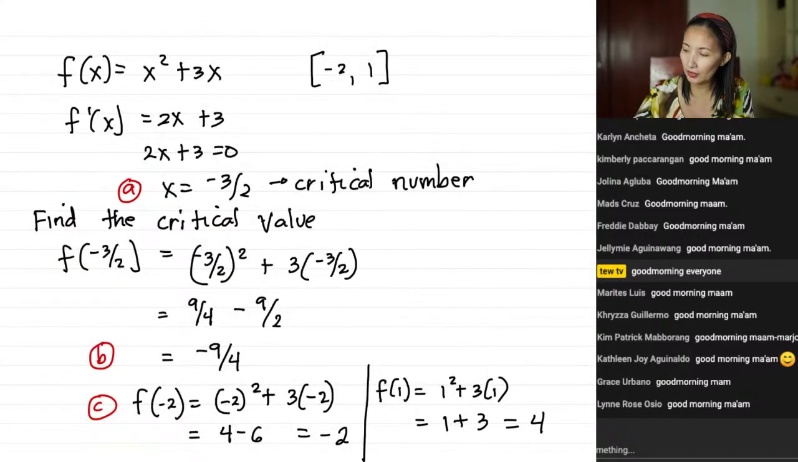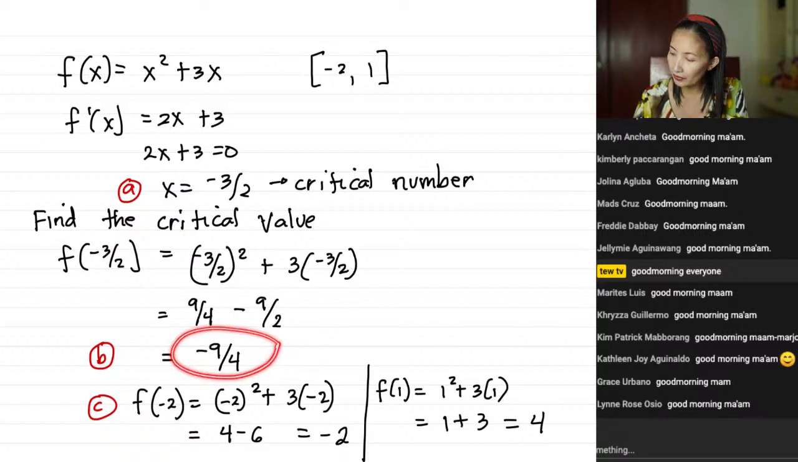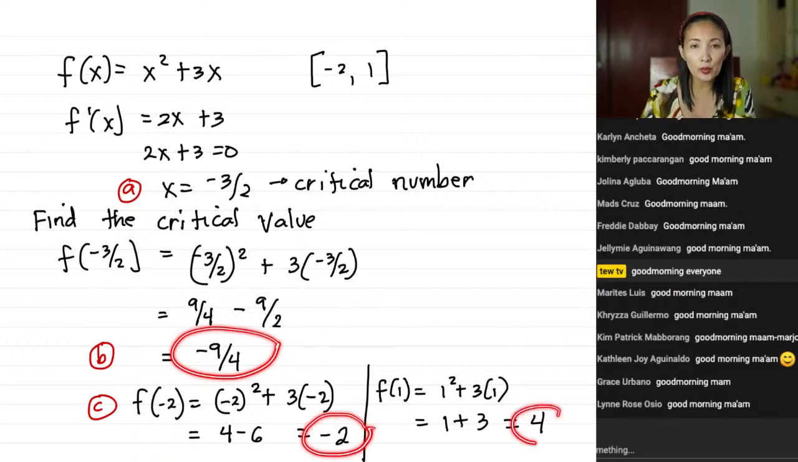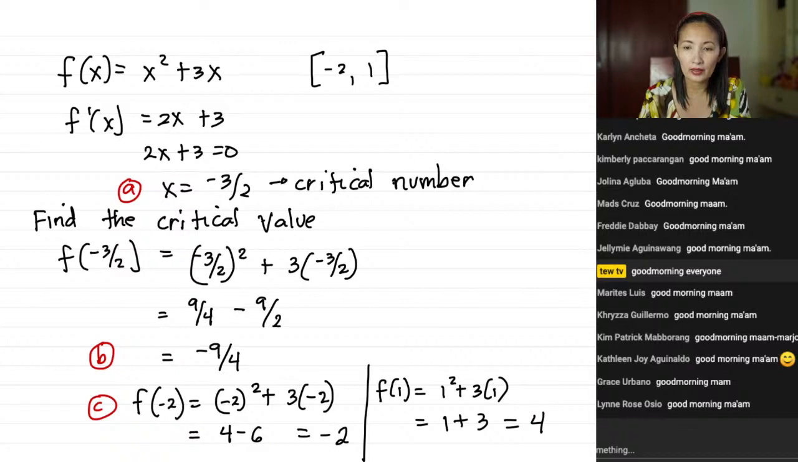Okay, within that interval. So, comparing now, negative 9 over 4. Look at this. Negative 9 over 4, negative 2, and 4. Which one is the greatest? The greatest is 4. Therefore, this is the absolute max.